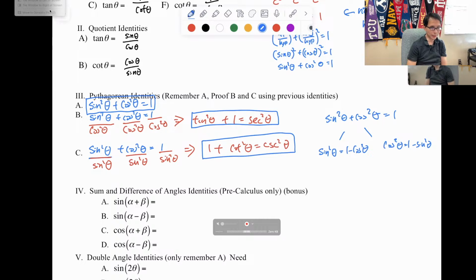Now, sine squared theta is equal to 1 minus cosine squared theta. Cosine squared theta is equal to 1 minus sine squared theta. They are not Pythagorean identities. I write them down for future use. We use double angle identities and stuff like that.